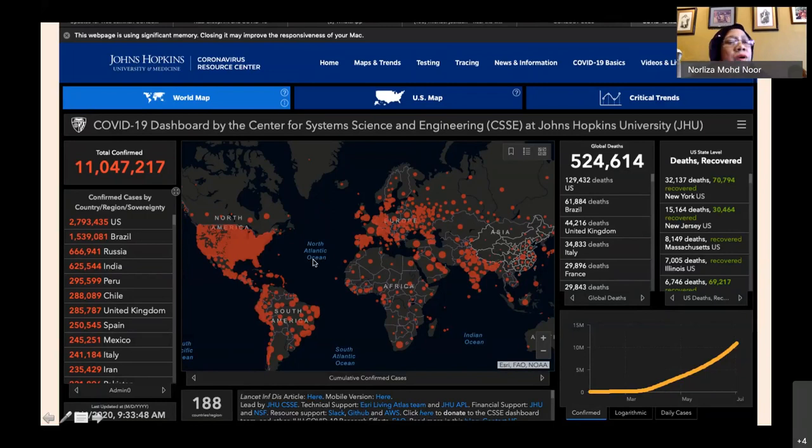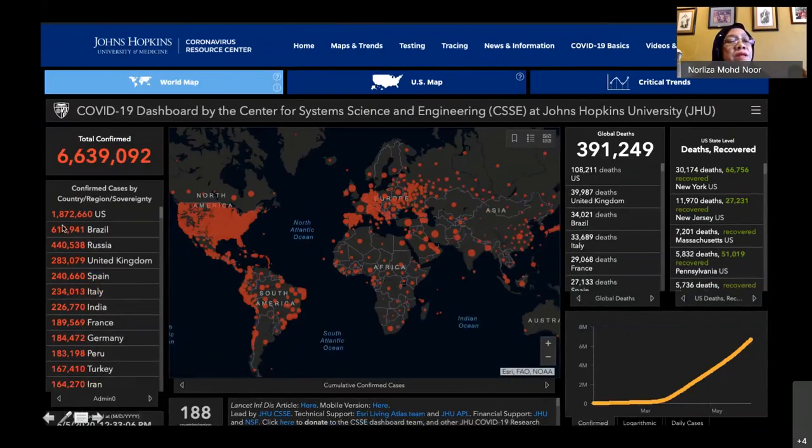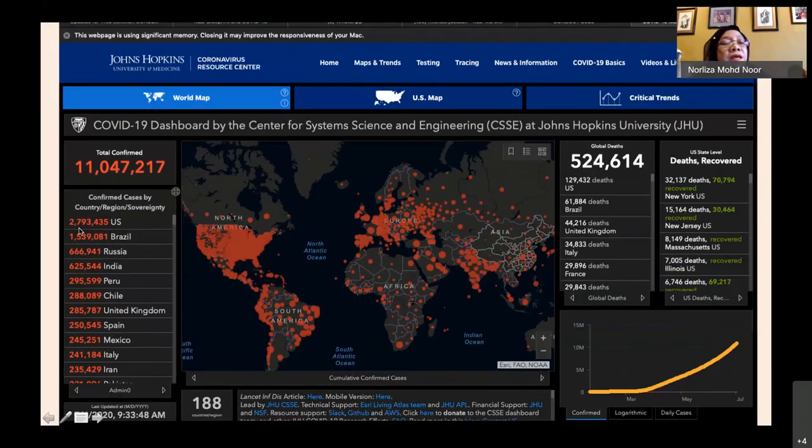So that's why, and now the US, previously they were at about 1.8 million 1 month ago, now they are at 2.7 million, right? So it's an increase of 1 million confirmed cases. So the infection rate is very, very high, and also the global death toll is very, very scary, okay?